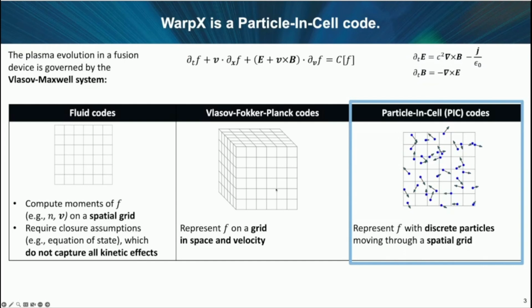Vlasov-Fokker-Planck codes represent the function f on a grid in space and velocity. But that can be very expensive because if you use 3D in space and 3D in velocity, it's a 6D problem. So the 6D grid can be very expensive. Finally, particle-in-cell codes represent f with discrete particles moving through a spatial grid. And so WarpX is a particle-in-cell code.